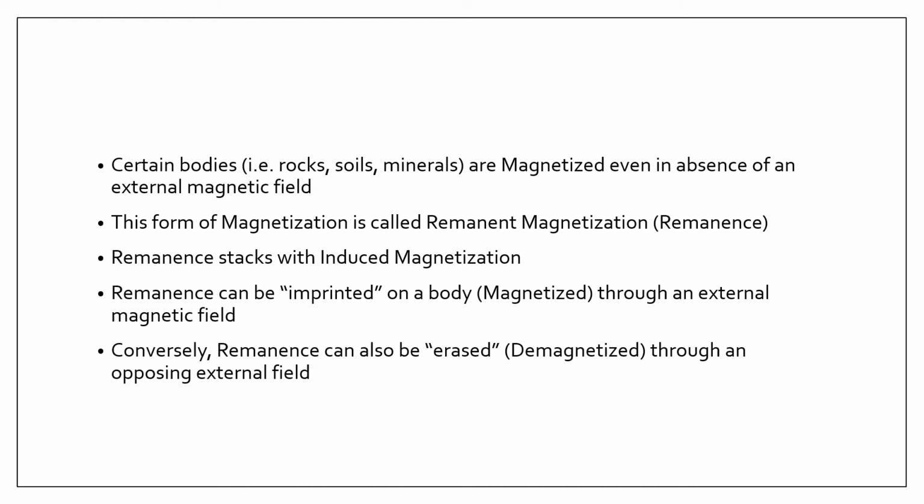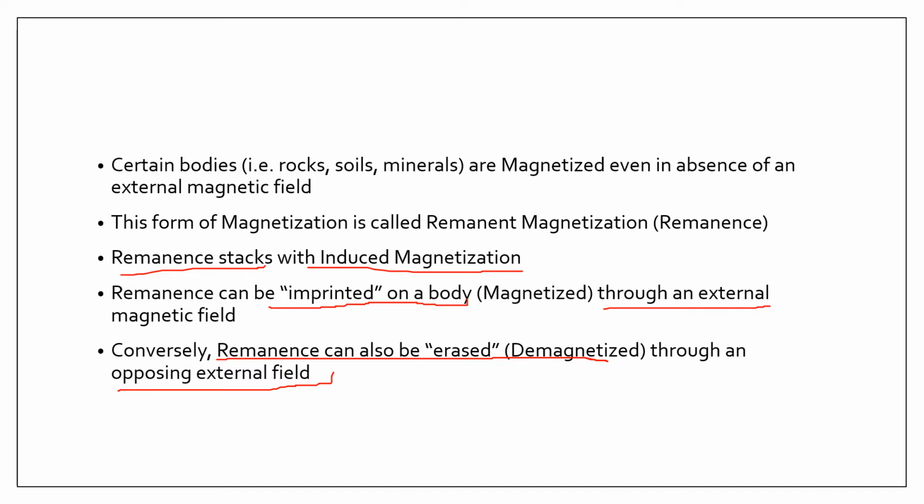Note that certain bodies or materials are actually magnetized even in the absence of an external magnetic field. This is what we call remnant magnetization, or remnants. Remnants add to induced magnetization. Another feature of remnants is that it can be imprinted on a body, or a body can be magnetized by exposure to an external magnetic field. Also, remnants can be erased by an opposing external magnetic field.